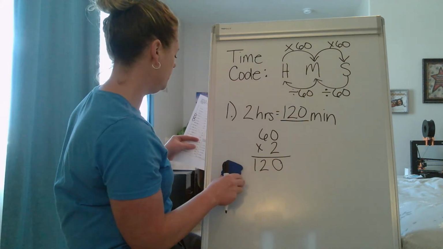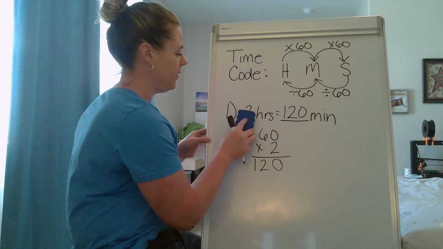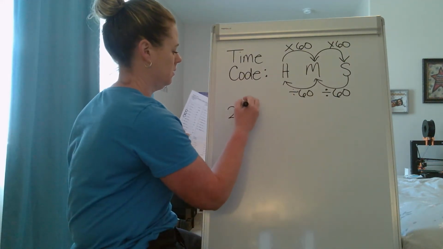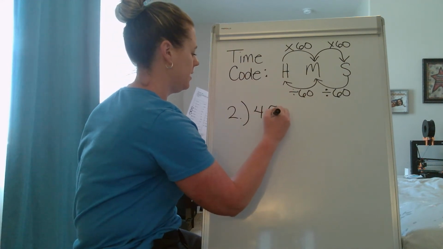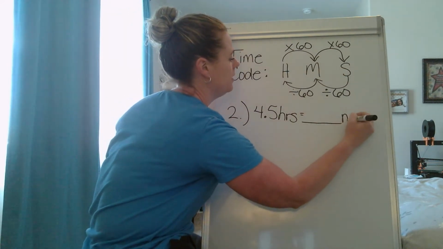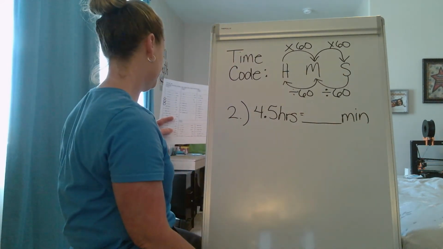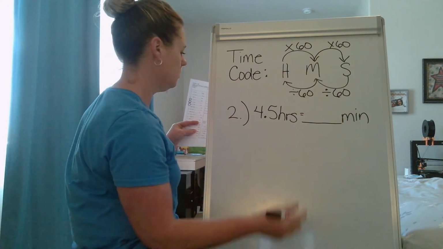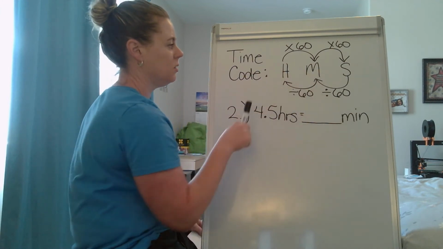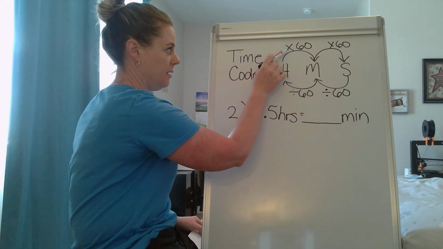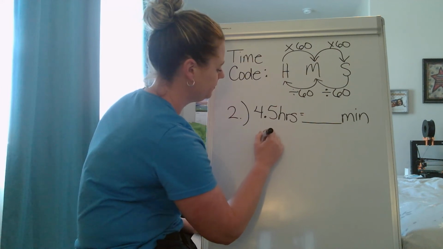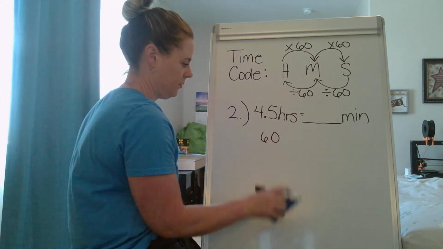Let's look at number 2, because it has a decimal in there. Number 2: 4.5 hours equals how many minutes? Again, we're going from hours to minutes, so we have to multiply by 60. Actually, I'm going to put 45 on top.